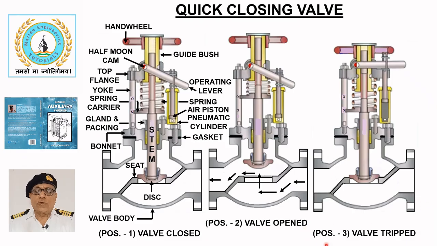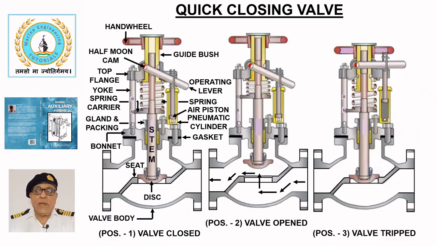Position 3 shows the valve in trip condition. To trip the valve, compressed air is supplied to the pneumatic cylinder which pushes the air piston, thereby moving the operating lever up, which disengages the half moon cam from the guide bush, and the spring forces the stem to close the valve disc. It can be observed that both the guide bush and stem have come down.